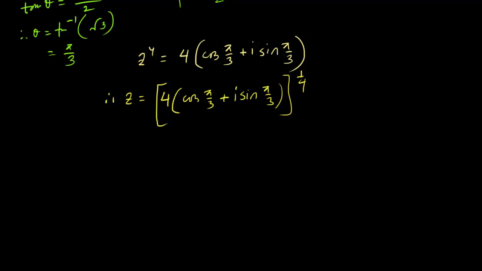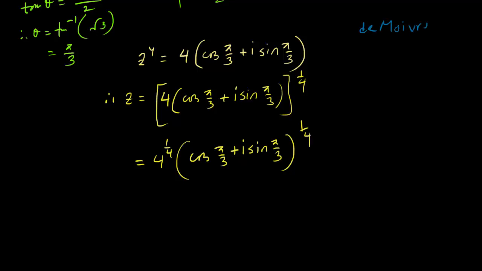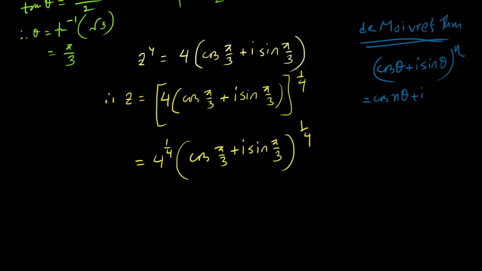This power goes to the other side. Now we can write this as 4 to the power 1 by 4 and cos pi by 3 plus i sine pi by 3 to the power 1 by 4. Now we know de Moivre's theorem. De Moivre's theorem states that if you have cos theta plus i sine theta to the power n, it is going to be cos n theta plus i sine n theta. So now we are going to use de Moivre's theorem and apply this 1 by 4 over here.